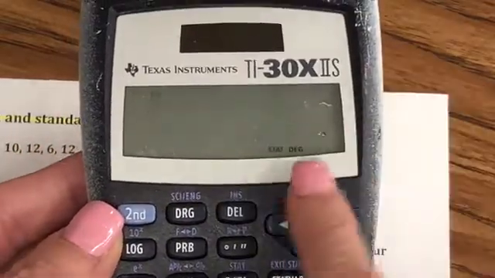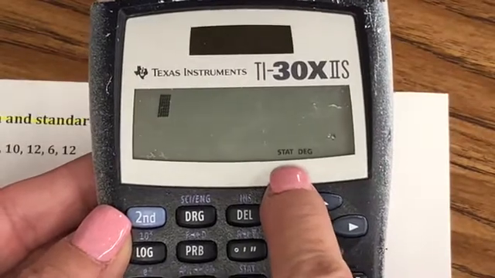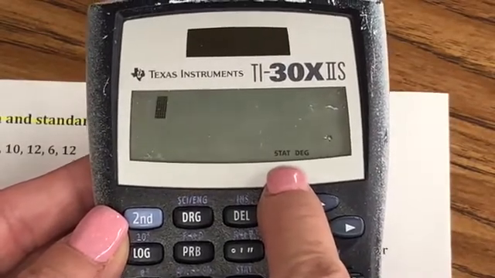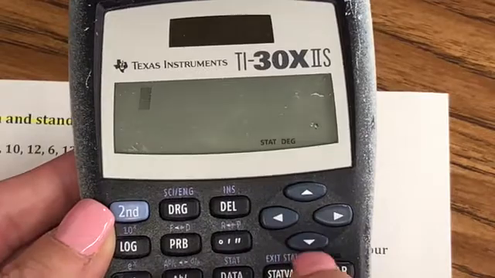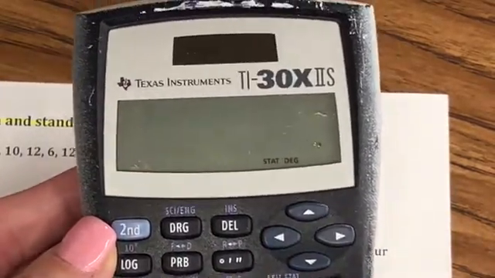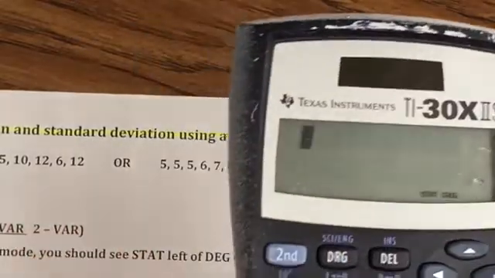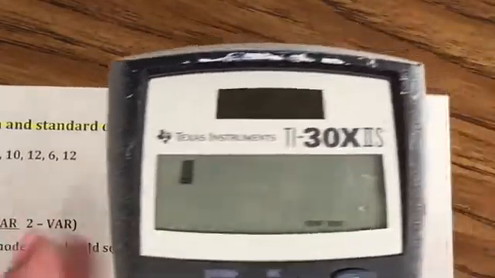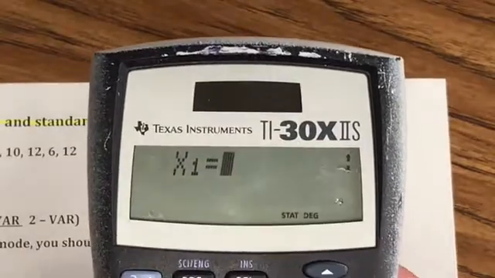When you do that, you'll notice the stat will appear right there. That means I'm in stat mode. So second data, enter. And you have to be in stat mode in order for this to work. Now what we want to do is hit data, and we're going to enter our data.